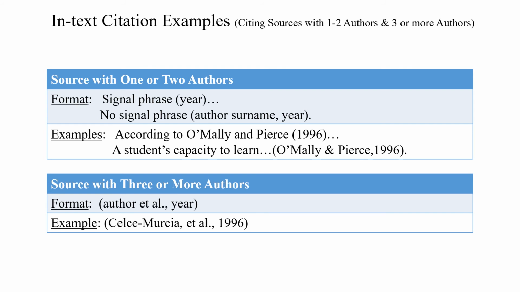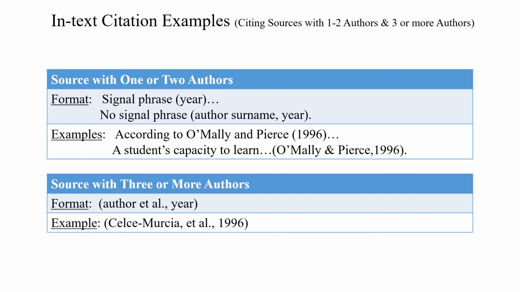The first example is a narrative citation within a sentence using a signal phrase such as, according to O'Malley and Pierce, 1996, ... and the sentence would be completed. A parenthetical citation is a citation at the end of a sentence or a paragraph where there is no signal phrase. This example shows the sentence, a student's capacity to learn, ending the sentence with, in parentheses, O'Malley and Pierce, 1996.